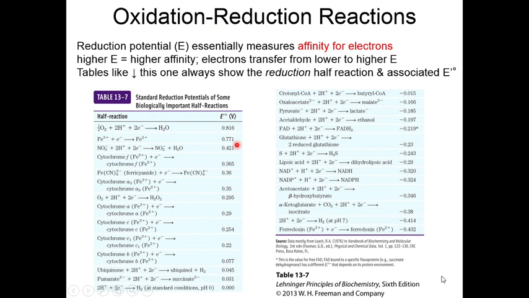Shown here is a table, and this table shows the standard reduction potentials of some biologically important half reactions. The reduction potential E essentially measures the affinity for electrons. A higher E, as shown here, means a higher affinity. Electrons transfer from lower to higher E, which means that electrons from this reaction can travel to this reaction. So this is the most reduced, and this is the most oxidized. And that's what this table means.